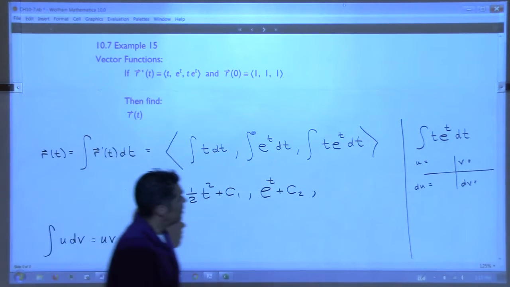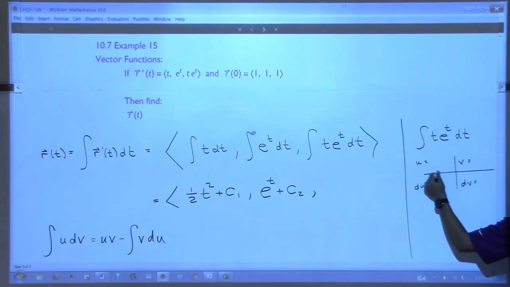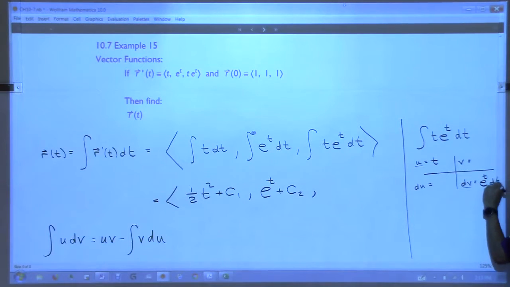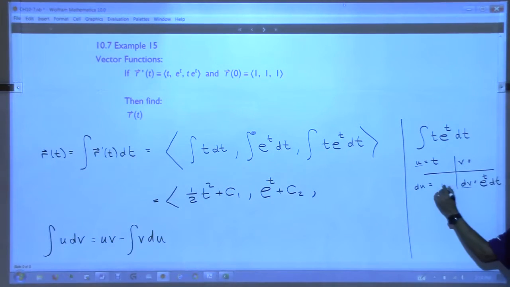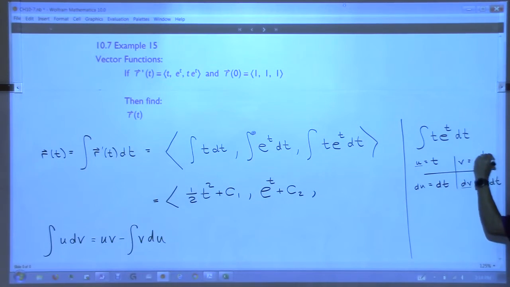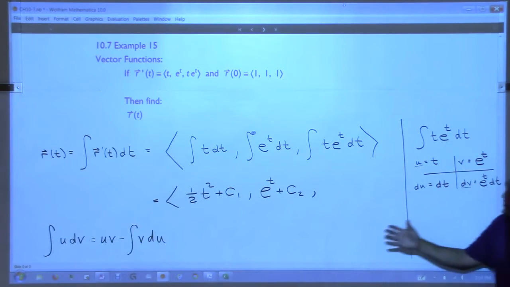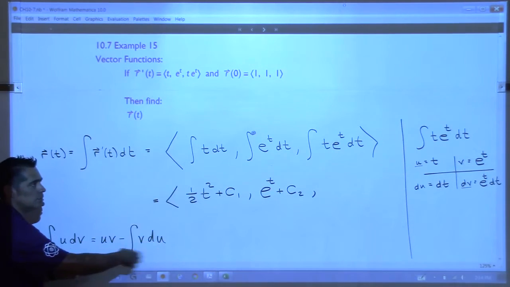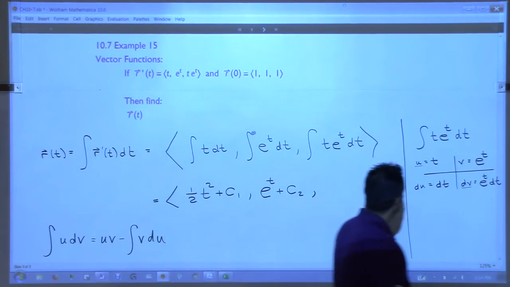So here, at this point, I have to determine from what I'm given what is u and what's dv. I'm going to pick my u to be t, my dv will be e to the t dt. Once I pick those, to get du, I differentiate, and then I integrate to get v. So du is dt, that's the derivative, and integrating this, I get e to the t. Once I have this table filled out, I just do ultraviolet minus the integral of voodoo. So what would ultraviolet be?